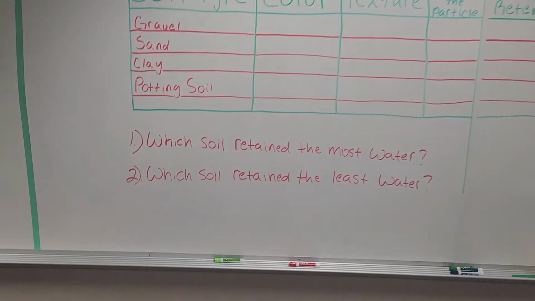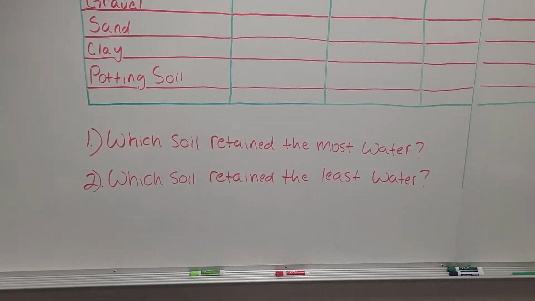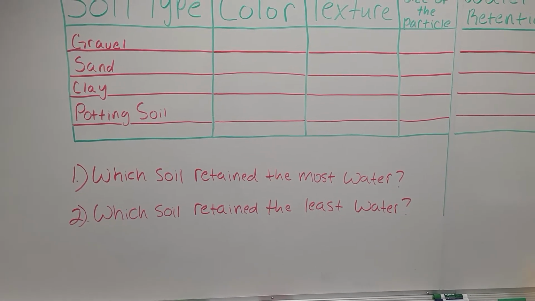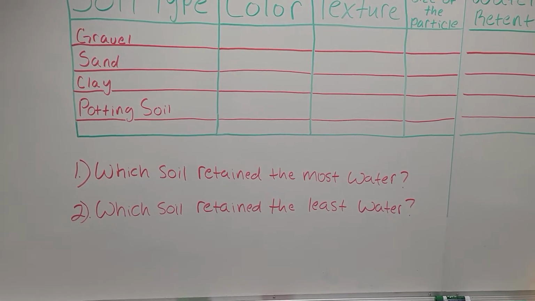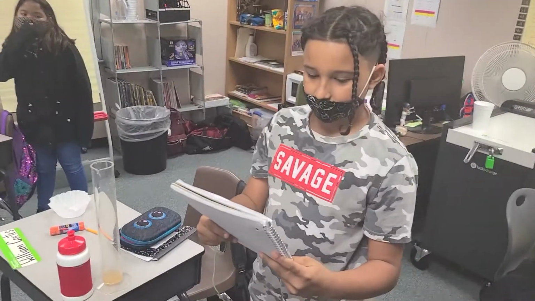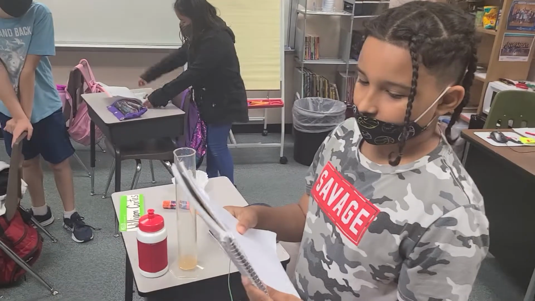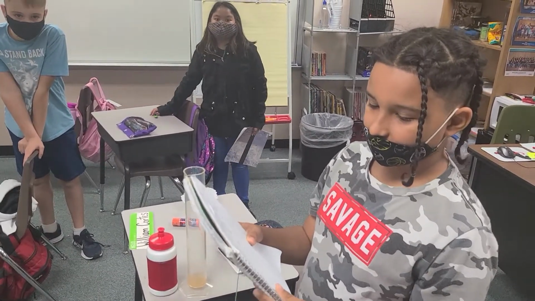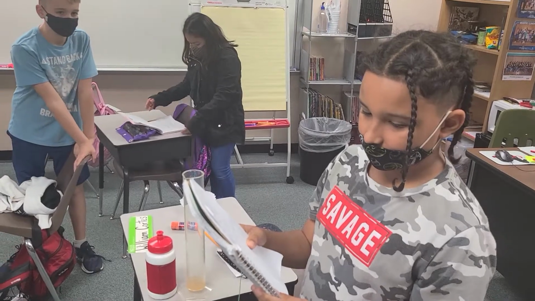Okay, after a successful experiment, we have come up with our conclusion. We have also come up with our measurements. I will ask one friend to volunteer and let me know what reading you came up with. I am going to have a friend let me know what they got for their group. And the first question is, which soil retained the most water? And the second question, which soil retained the least amount of water? Okay, go. So the most water that retained was gravel, and then the least was potting soil.